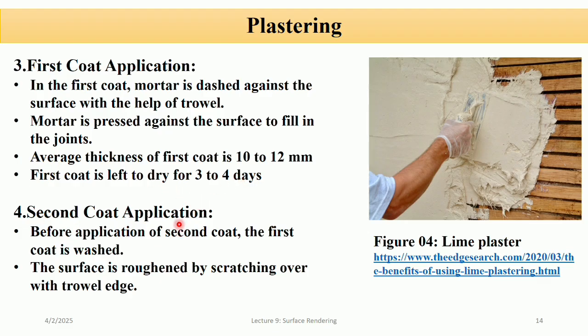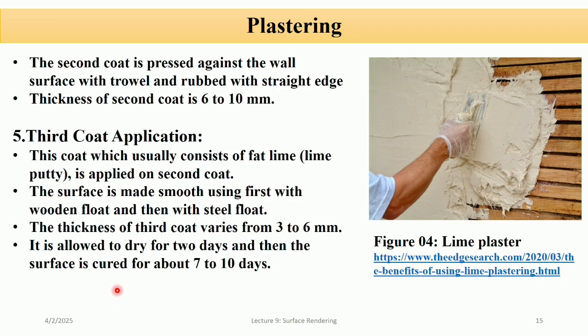Second coat application. Before application of the second coat, the first coat is washed and scratched over with the edge of a trowel. Then the second coat is pressed against the wall surface with the trowel and rubbed with straight edges. The thickness of the second coat is 6 to 10 millimeters. Then we allow the second coat to set for 2 days.